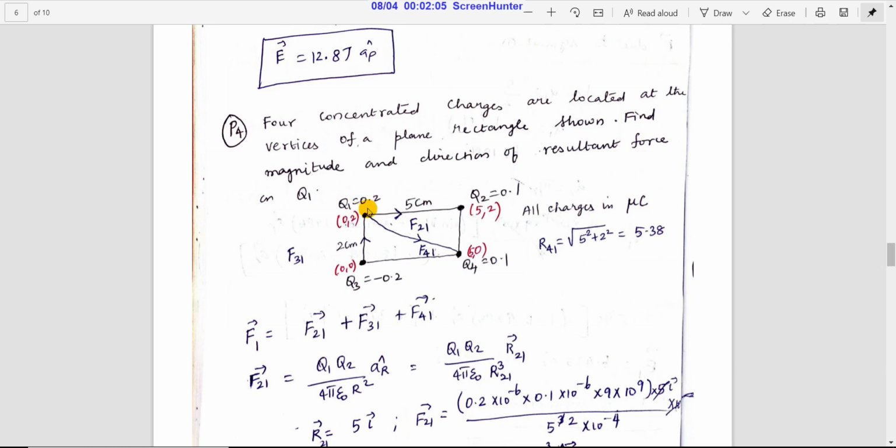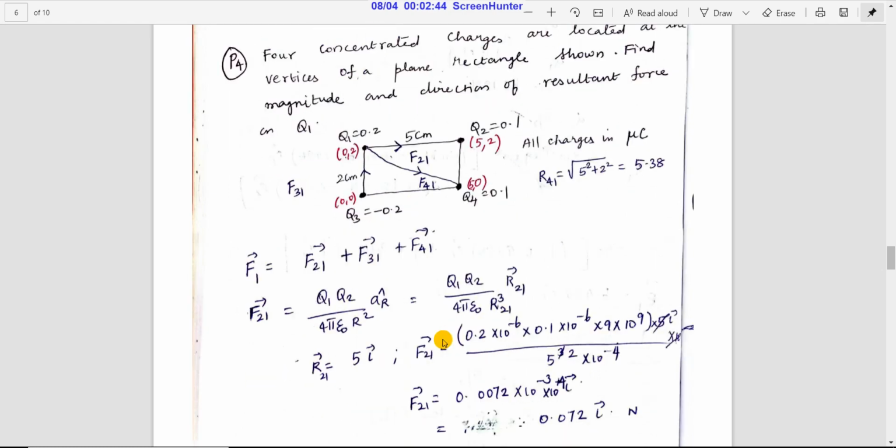You can notice this charge is positive and this is also positive, so a repelling force will be there. The repelling force has been drawn like this. Between Q1 and Q4, both are positive charges, so a repelling force will be acting. And between Q1 and Q3, the charges are opposite in nature, one is positive and the other is negative, so an attractive force will be acting.